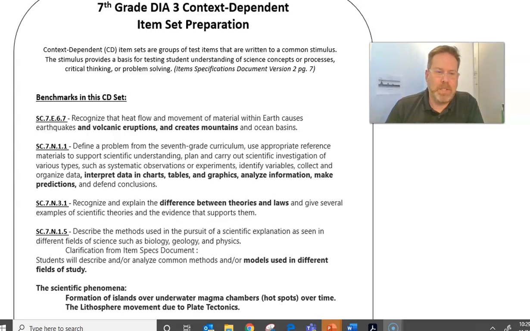So let's look at this. The 2 scientific phenomena that are really addressed in this particular item set are the formation of islands over underwater magma chambers, hotspots, over time, and the lithosphere movement due to plate tectonics. So how do we get our students to discover this and develop their own models? Well, here's the key thing.